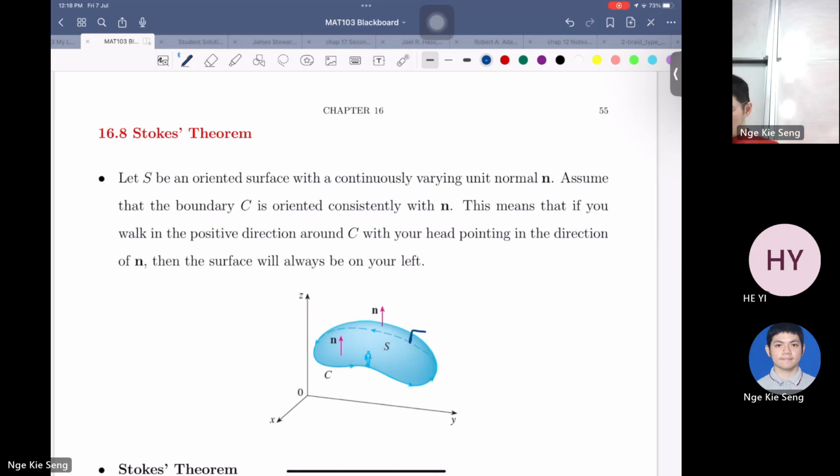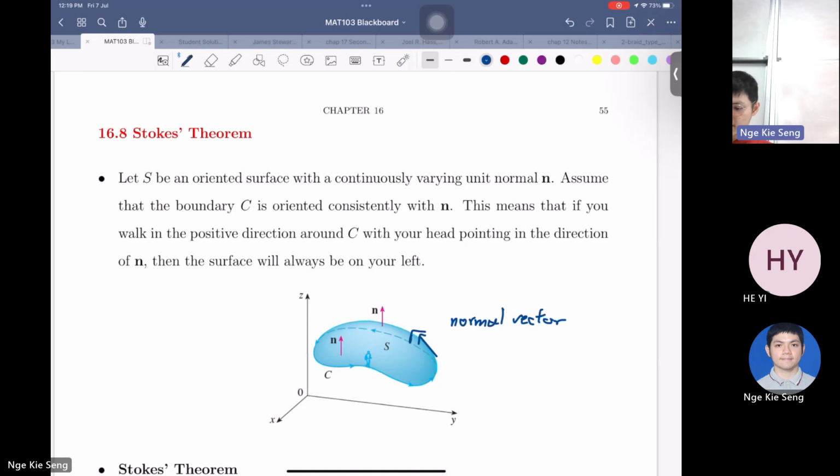What do I mean by consistently with n? On the curve, on the tangent vector here, you can draw a normal vector. Does it make sense or not? Okay, so on the curve you have a tangent vector. Over a tangent vector, you can find a 90-degree vector, which we call a normal vector.